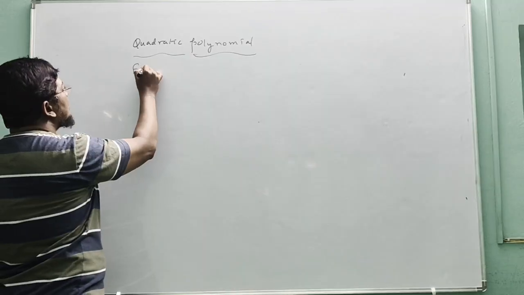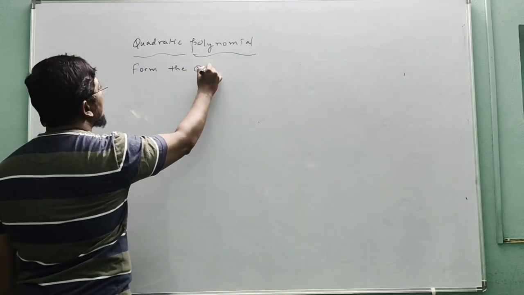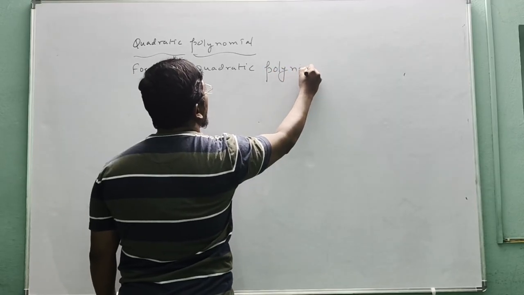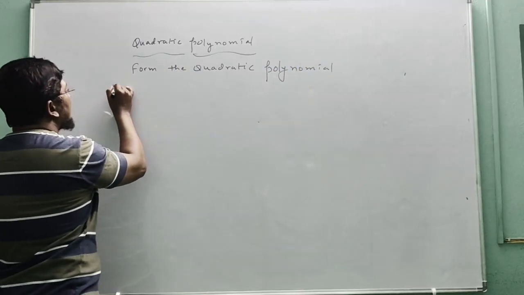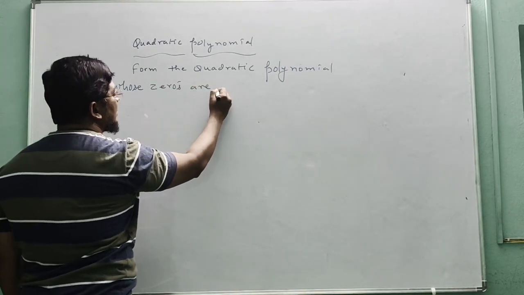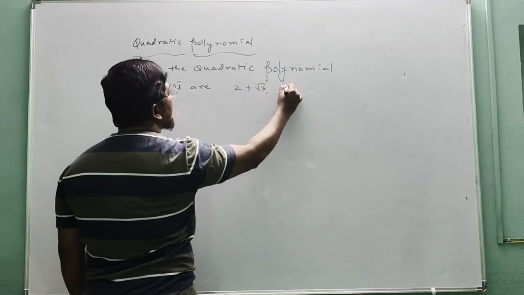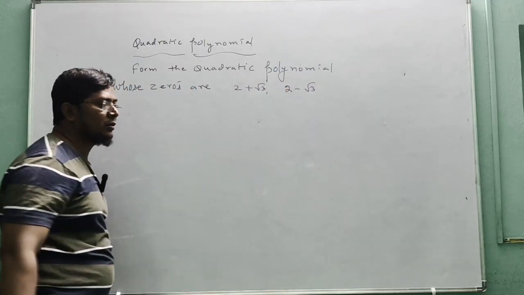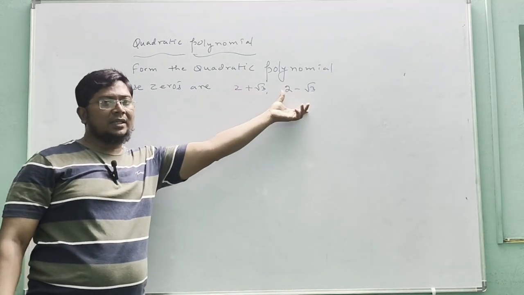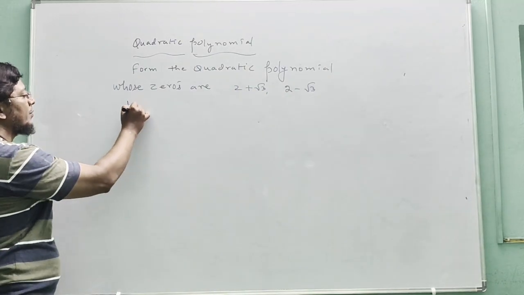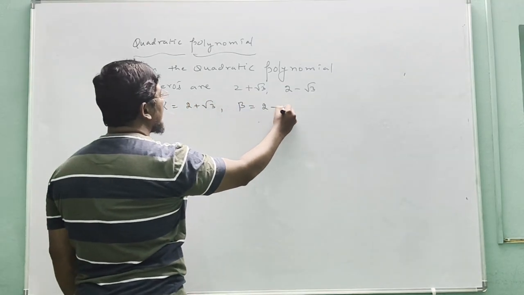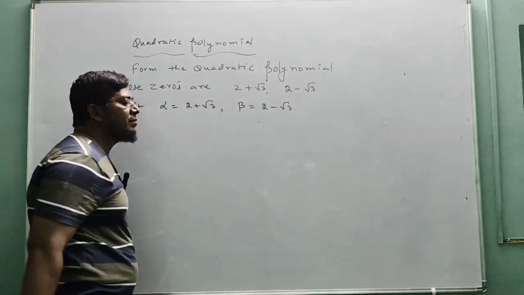Our question is form the quadratic polynomial whose zeros are, the first 0 is 2 plus root 3 and the second one is what? 2 minus root 3. Two zeros are given. First we assume alpha, second we assume beta. Suppose the first 0 is alpha and the second 0 we assume is beta. The first one alpha, the second one beta.